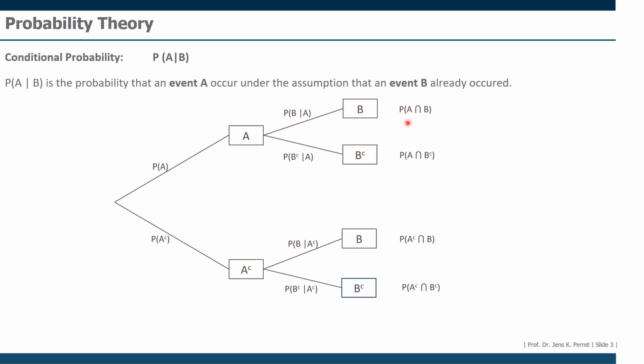So the probability that A and B happened is nothing else than the probability that A happened times the probability that B happens, conditioned on A having already taken place. So this times this gives this. This holds for all the other values as well. That's actually the step I illustrated here.